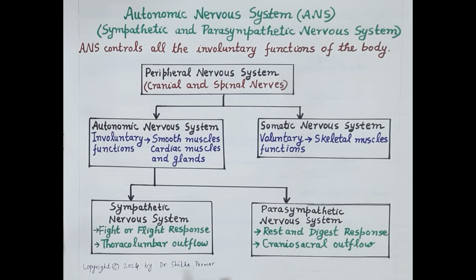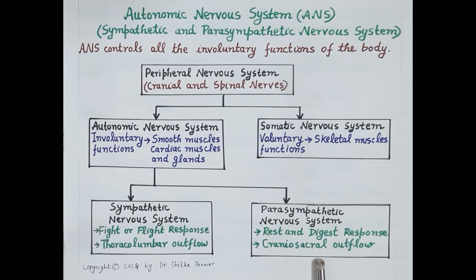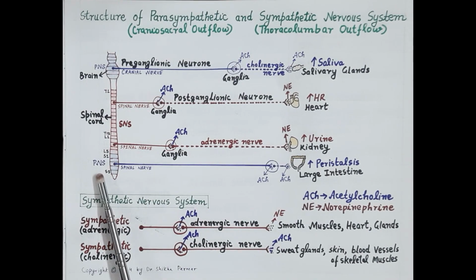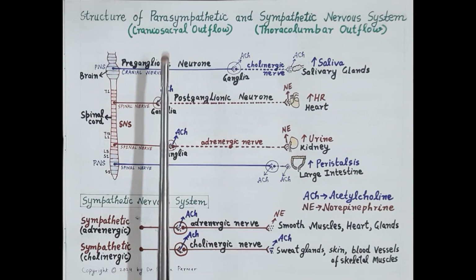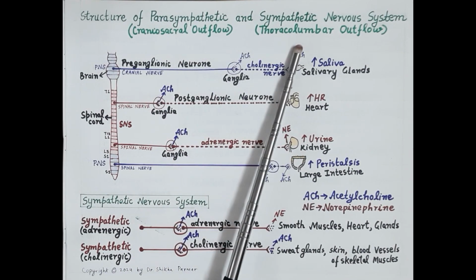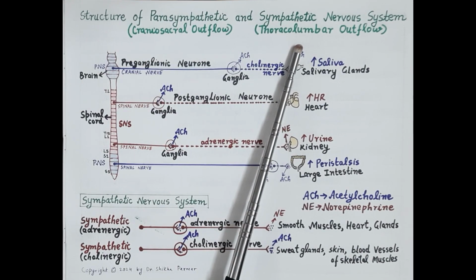Besides this, the sympathetic nervous system is also known as thoracolumbar outflow, whereas the parasympathetic nervous system is also known as craniosacral outflow. This we are going to discuss in the next slide of the video. Now look at this chart. It explains the structure of the sympathetic nervous system and parasympathetic nervous system. It explains why the parasympathetic nervous system is known as craniosacral outflow, while the sympathetic nervous system is known as thoracolumbar outflow.